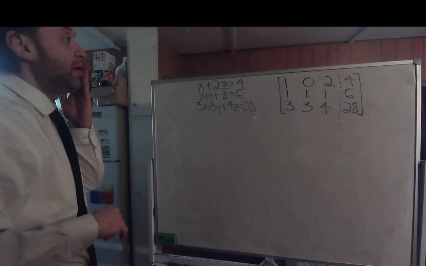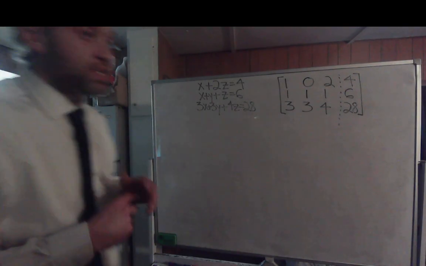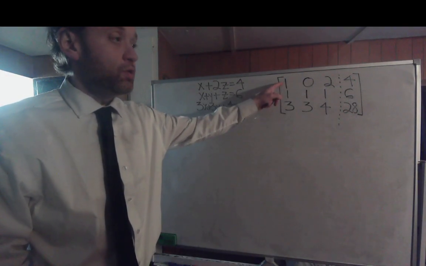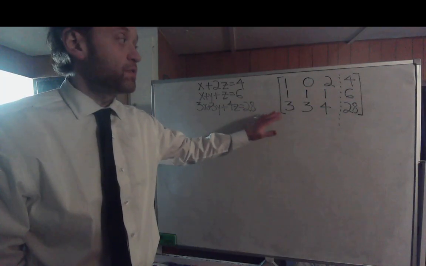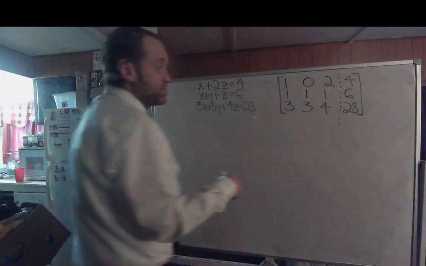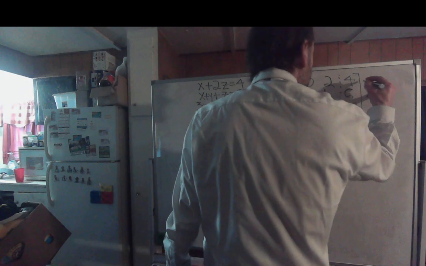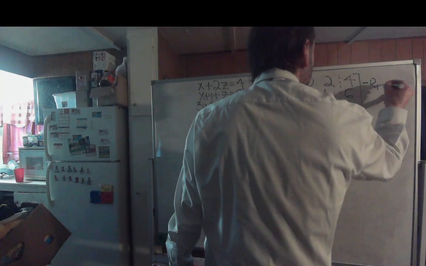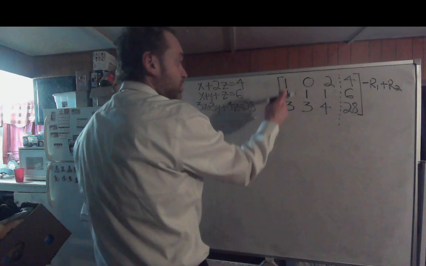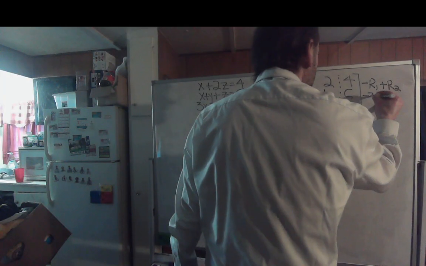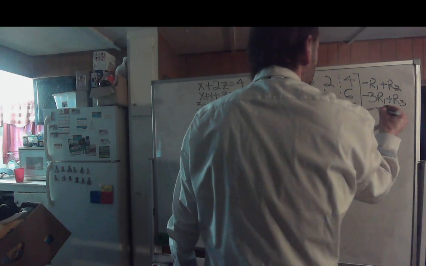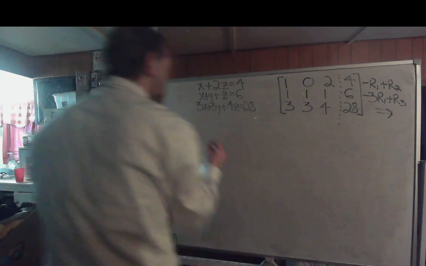All right, so good news is we have a leading 1 in the first row, but we need to make the first numbers in the second and third row become 0. So if I just take the negative of row 1 and add that to row 2, then if I take negative 3 times row 1 and add that to row 3, I can make that happen in both rows. So let's go ahead and do such.